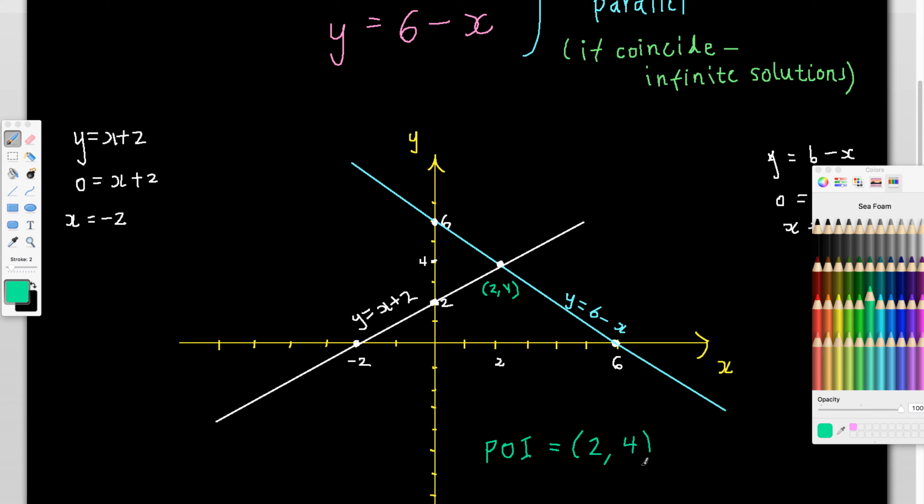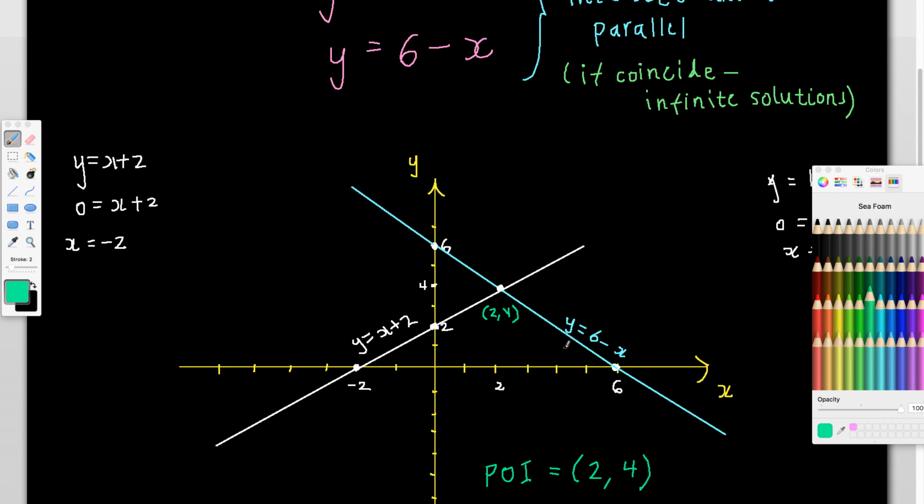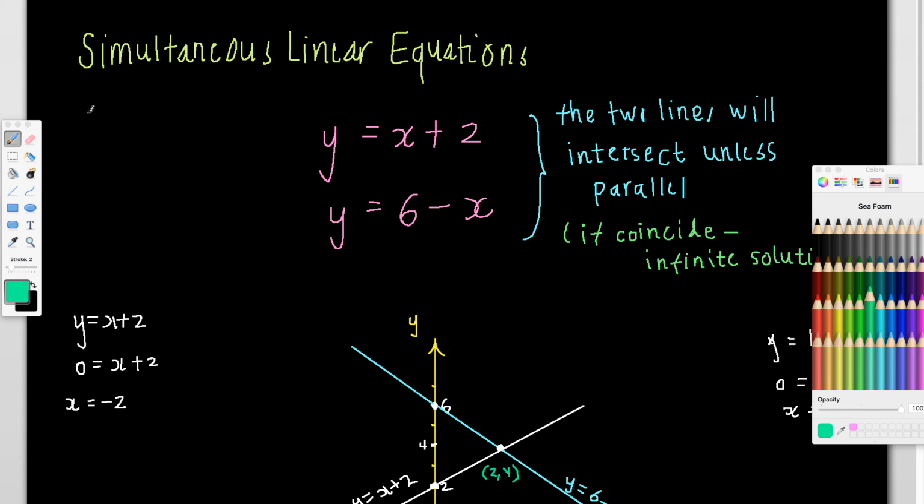Now what this means in terms of the two equations is that this is a coordinate that works for both of my rules. So let's consider that. My point was 2, 4.